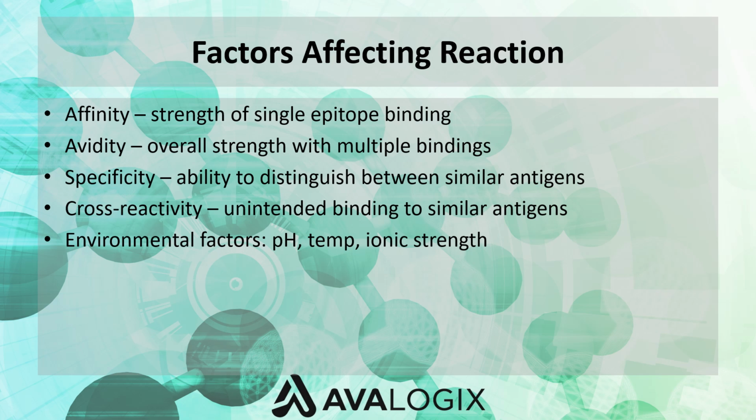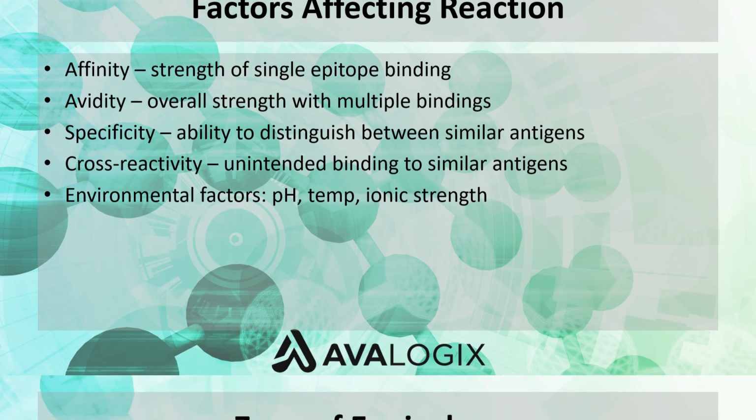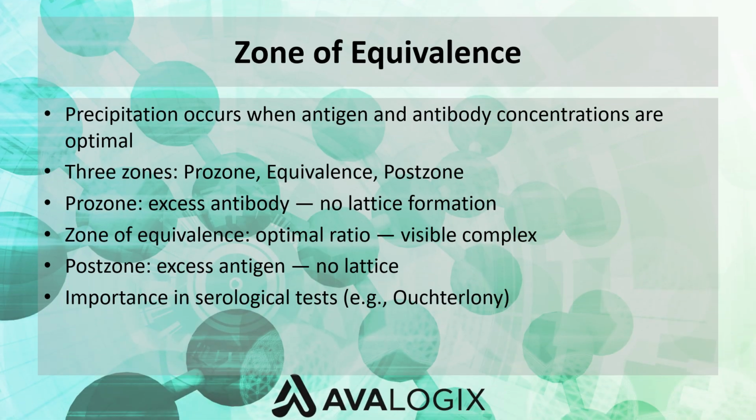Other factors that affect binding include pH, temperature, ionic strength, and the time of incubation. All of these must be carefully controlled in diagnostic assays to ensure accuracy. Understanding these factors helps not only in appreciating the biology of immunity, but also in designing more sensitive and specific laboratory tests. One interesting phenomenon in antigen-antibody reactions is the concept of the zone of equivalence. This refers to the optimal ratio of antigen to antibody, where large immune complexes form that are visible, for example, as a precipitate in a gel.